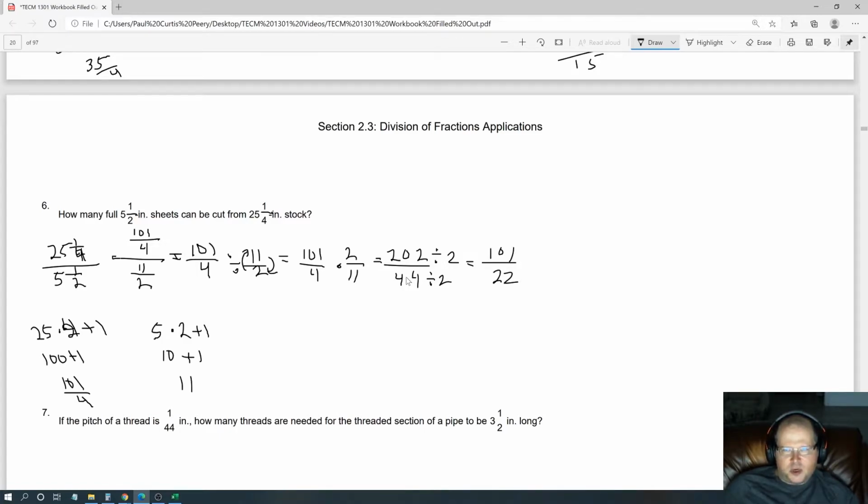Okay, now at this point I'm going to be dividing, so I'm going to say 101, and I'm dividing that by 22. So how many times does 22 go into 101? Well, it goes in there 4 times. So 4 times 22 is 88. I didn't line that up very well, sorry. Which gives you a 13 remainder. And since 22 can't go into 13, that's your remainder. So what you end up with is 4 and 13 twenty-seconds.